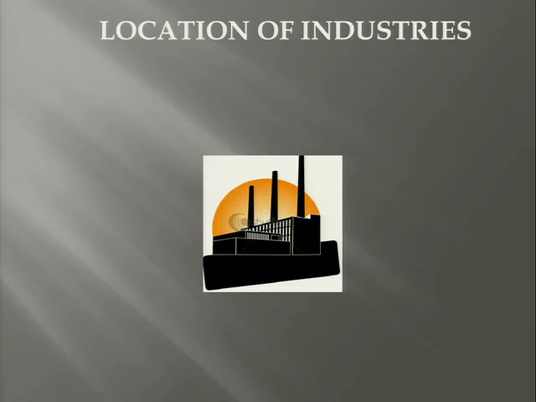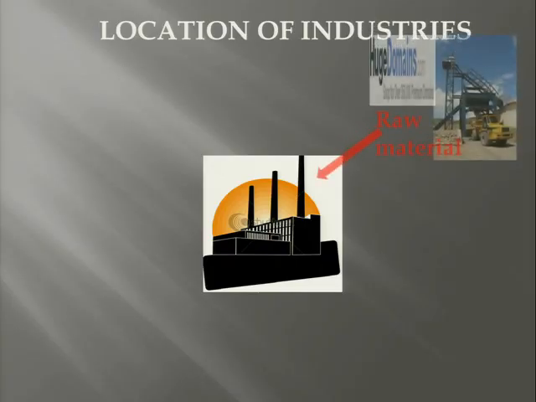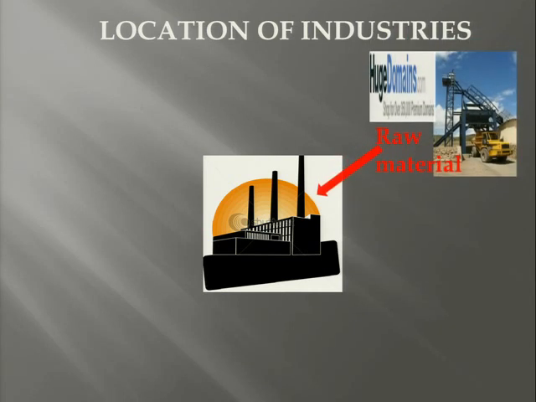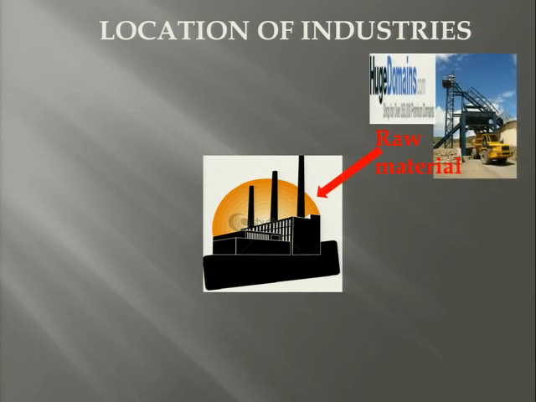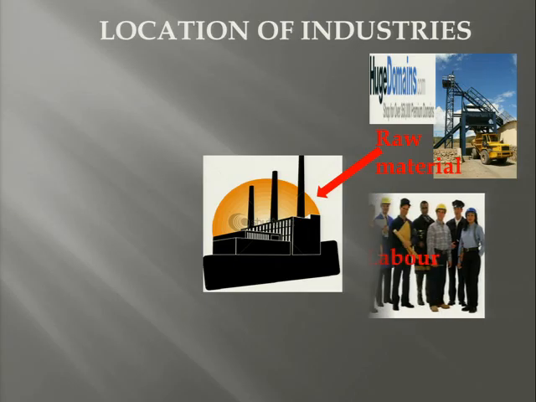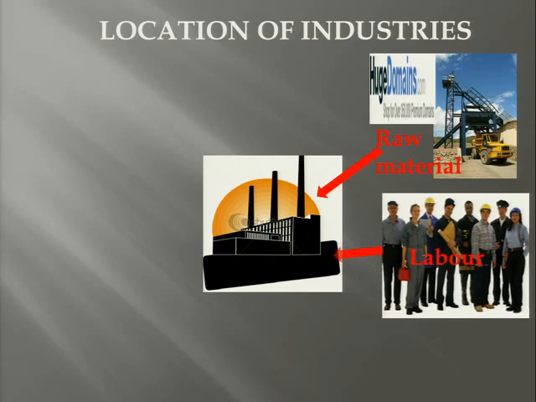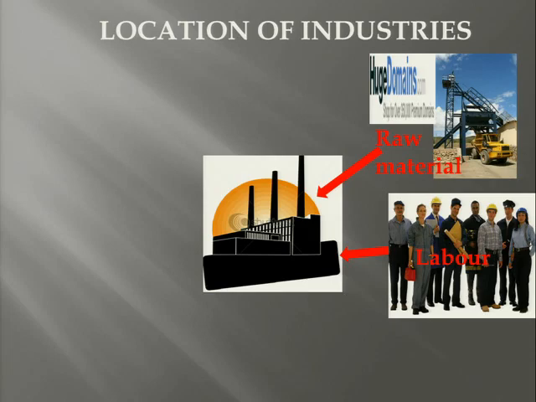Okay, now let us look at factors that influence the location of these industries. The first factor is raw materials. Industries have to be close to their source of raw material. And again, industries require labor. For industries to exist, there has to be labor.